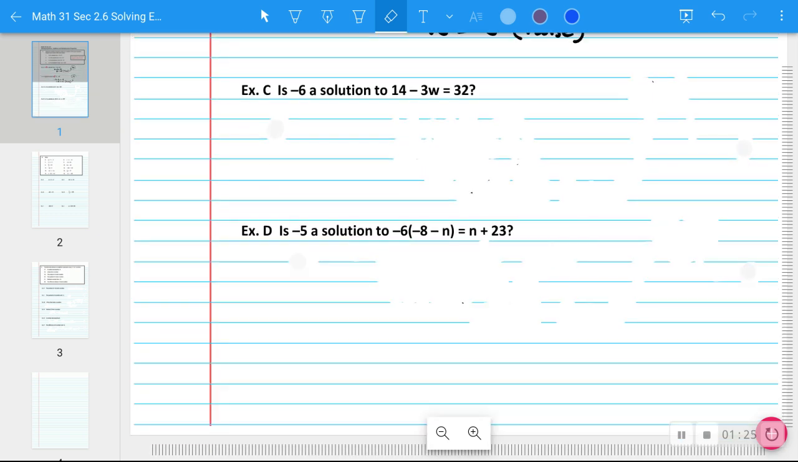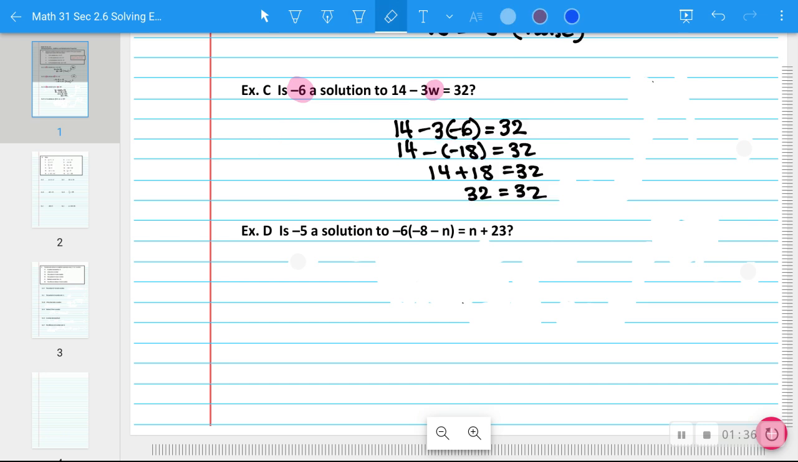And so no, -4 is not a solution to the equation. Okay, we'll do a couple more of these. You can see that the value we're going to be plugging in is -6, and we're going to put it in for the variable w. So here's the calculations for that.